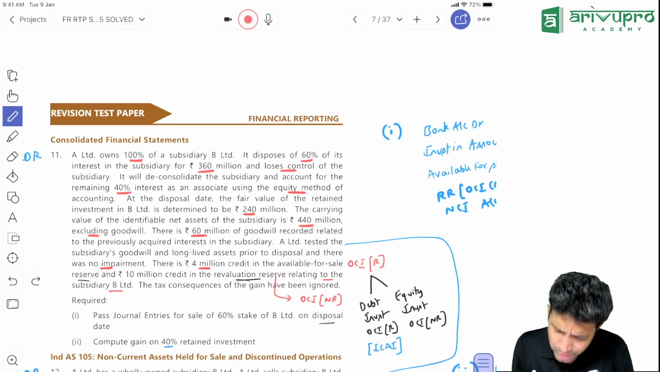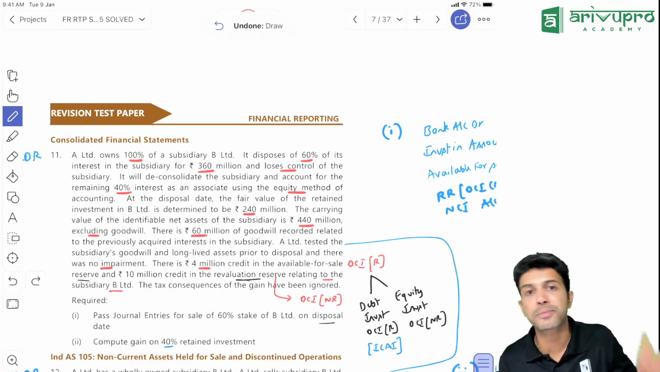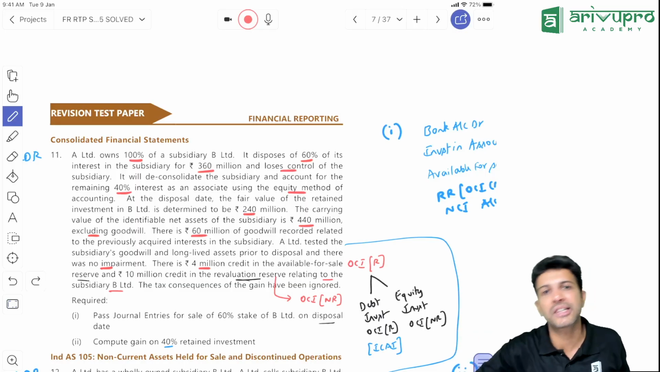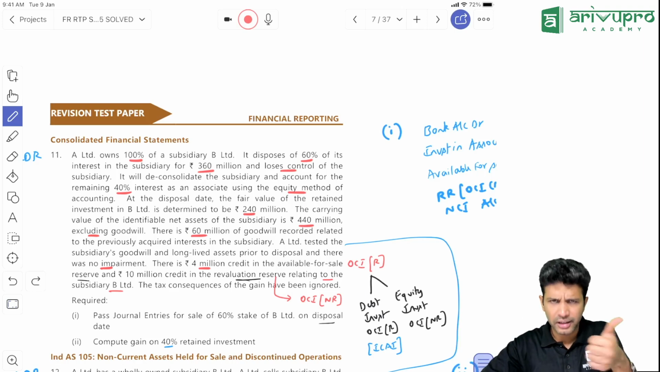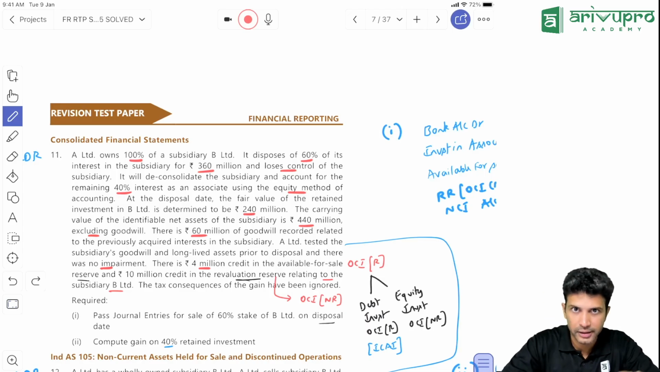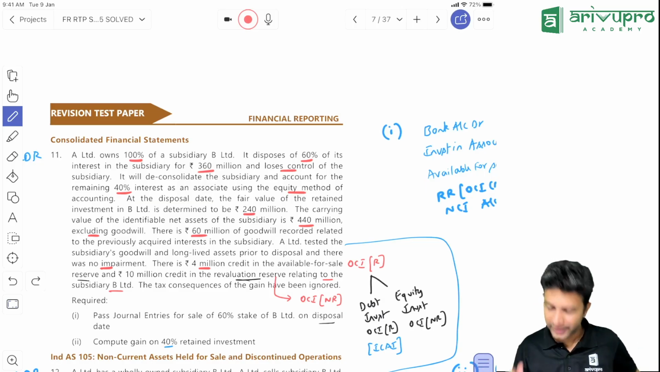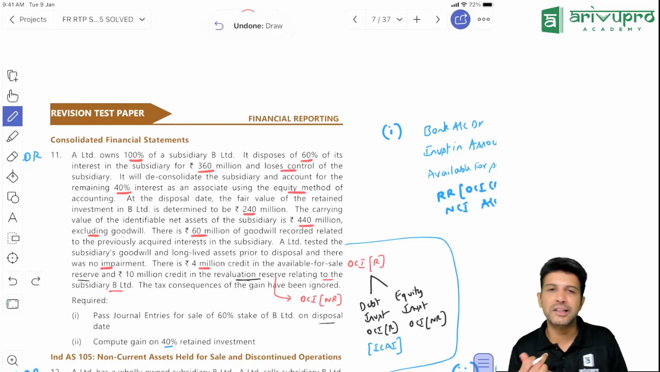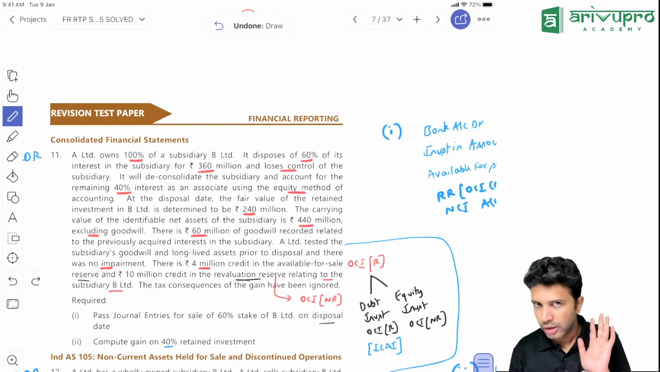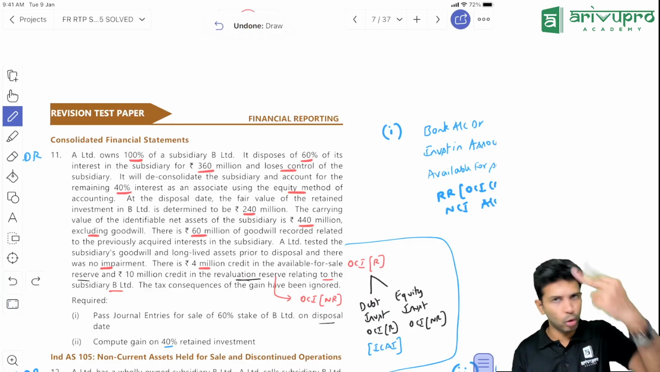So ICAI has assumed, since they have not given the nature of investment, that this is reclassifiable OCI, meaning we have assumed this investment to be debt. The subsidiary has purchased some debenture investment, so debt investments are recognized as an OCI R item. If it's equity investment, then it will be OCI NR, right? Because any transaction between equity should never come to P&L. We have a thumb rule of that. So here the assumption is this is a reclassifiable OCI item. And revaluation reserve we already know is a non-reclassifiable OCI item. So two OCIs we have.